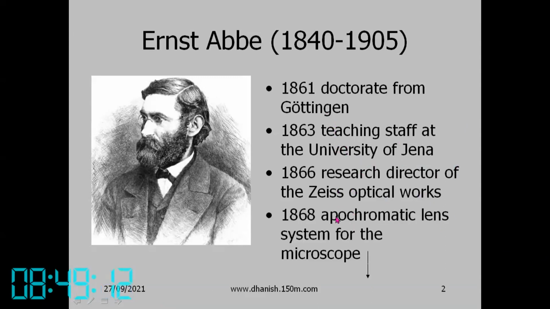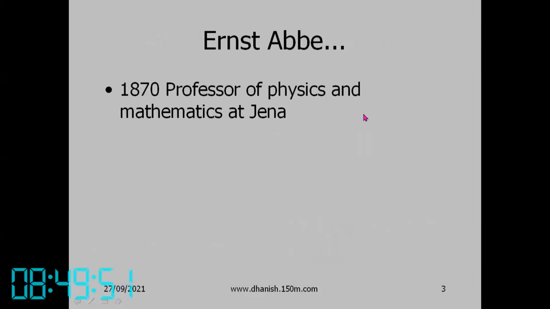In 1868, he developed an apochromatic lens system for the microscope. So chromatic is concerned with color. If the amount of refraction is different for different colors, the image will not be in focus. So how can we make the image to be in focus? That is his idea. Okay, so that is Ernst Abbe.